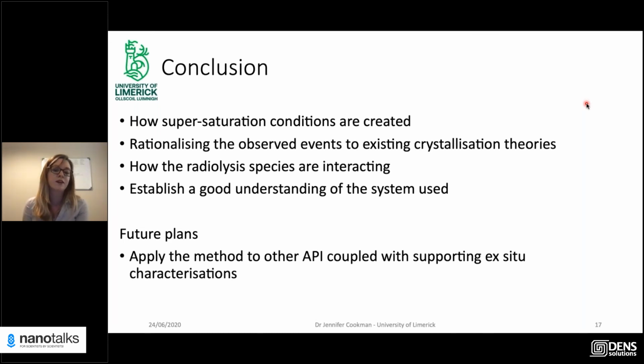So I'll also be working on supporting ex situ characterization, just to further verify the observations that we're seeing in situ in these unique environments.